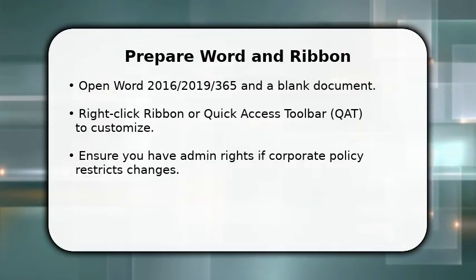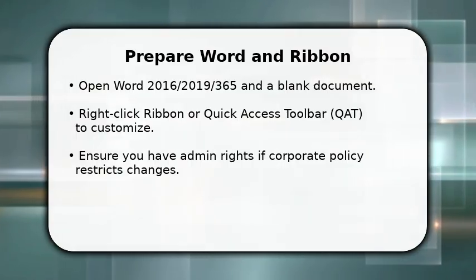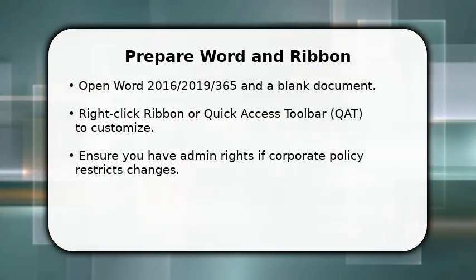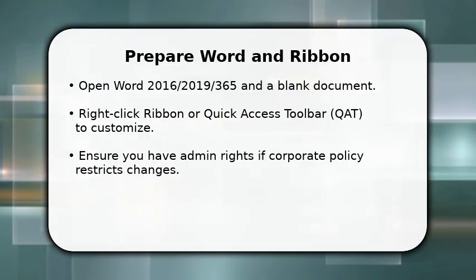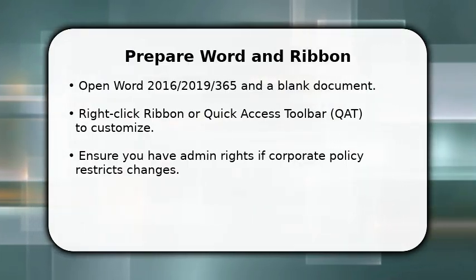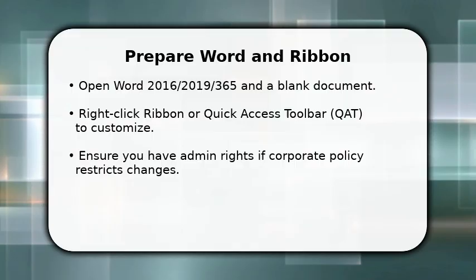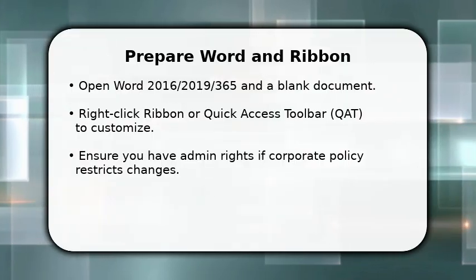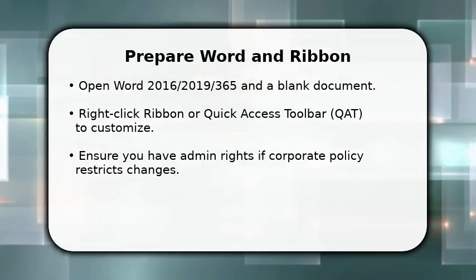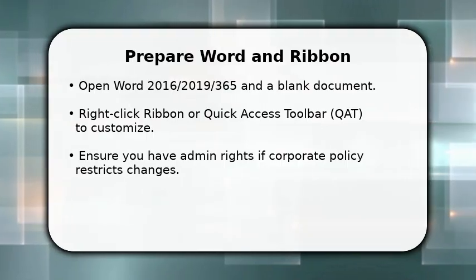You start inside Word with a document open and focus on the ribbon area. Right-click any ribbon tab or the Quick Access toolbar to access Customize options. This is where you add features. Once done, choose Customize the ribbon or Customize Quick Access toolbar, depending on where you want the icon.